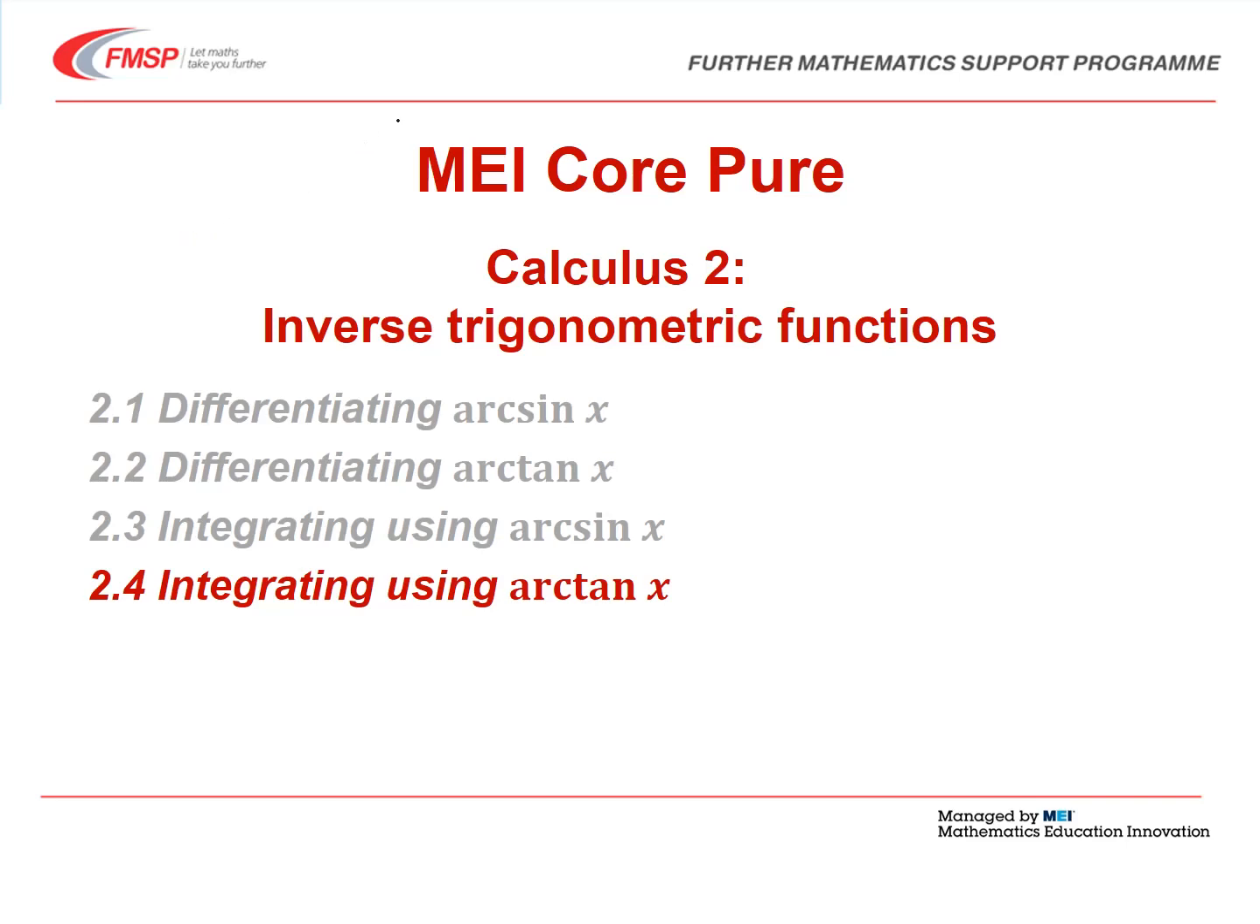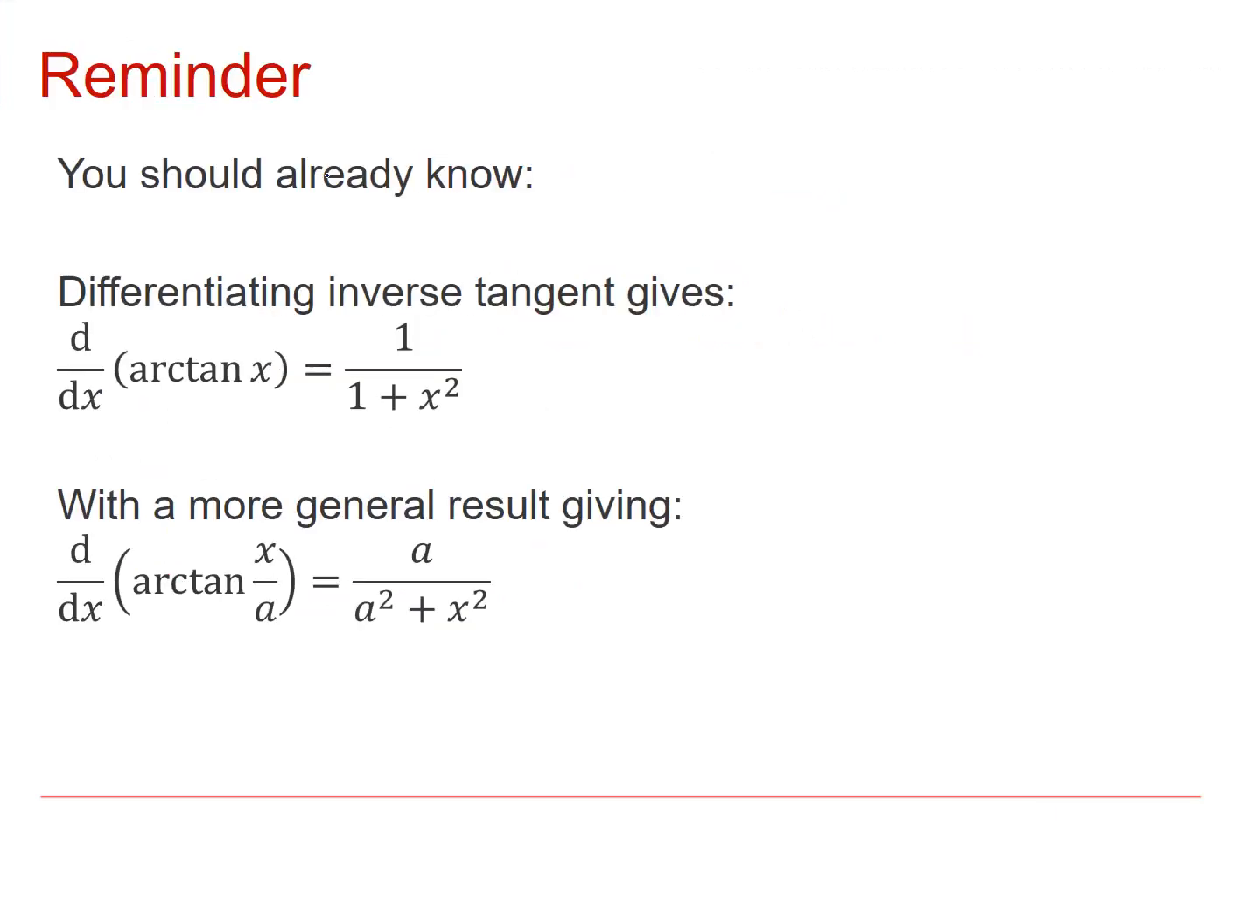This is a video for MEI Core Pure, Calculus 2, Inverse Trig Functions 2.4, integrating using arctan x. We already know that if we differentiate arctan x, we get 1 over 1 plus x squared, with a more general result being the derivative of arctan of x over a is a over a squared plus x squared.